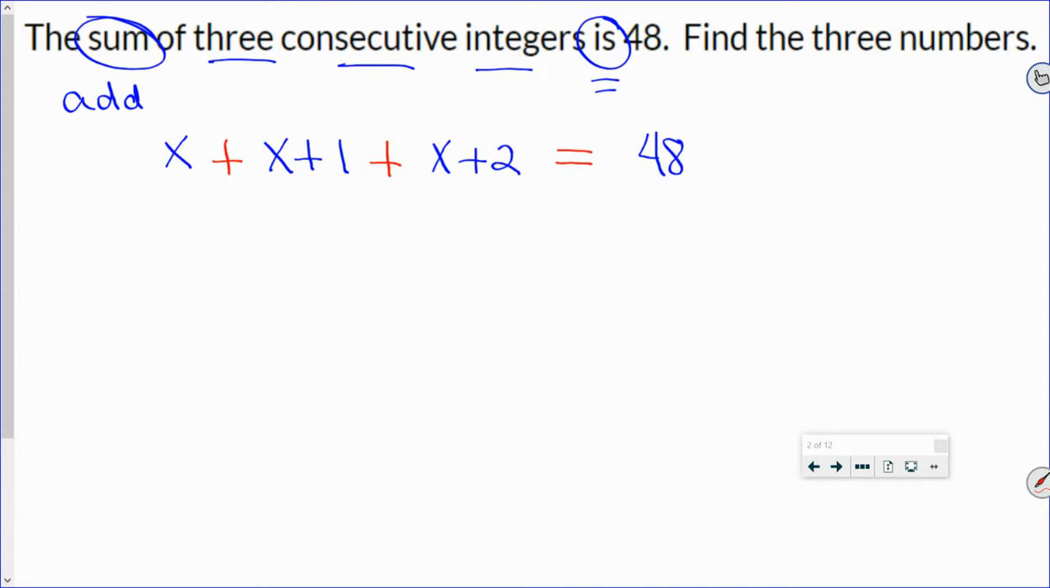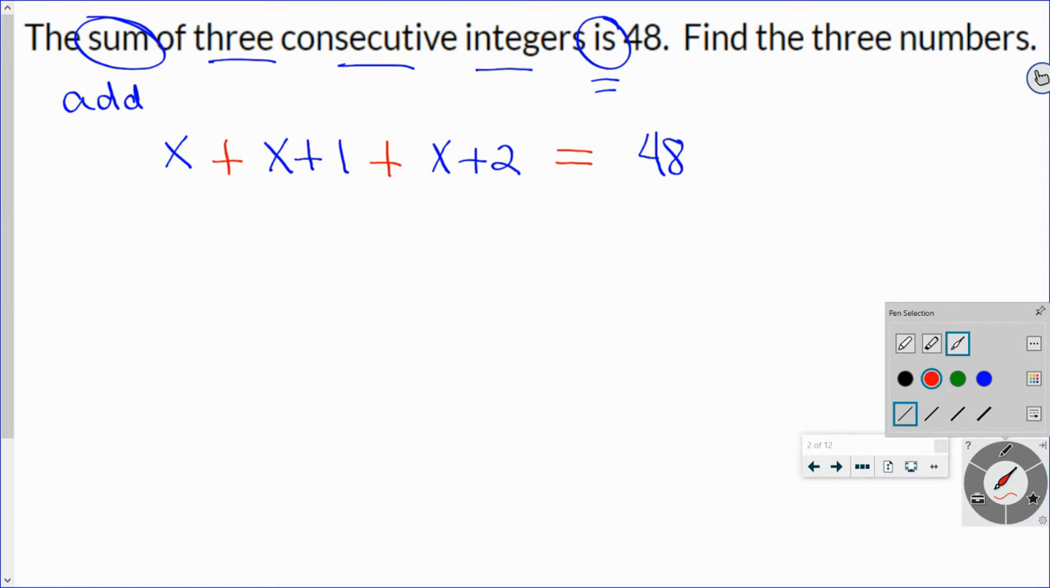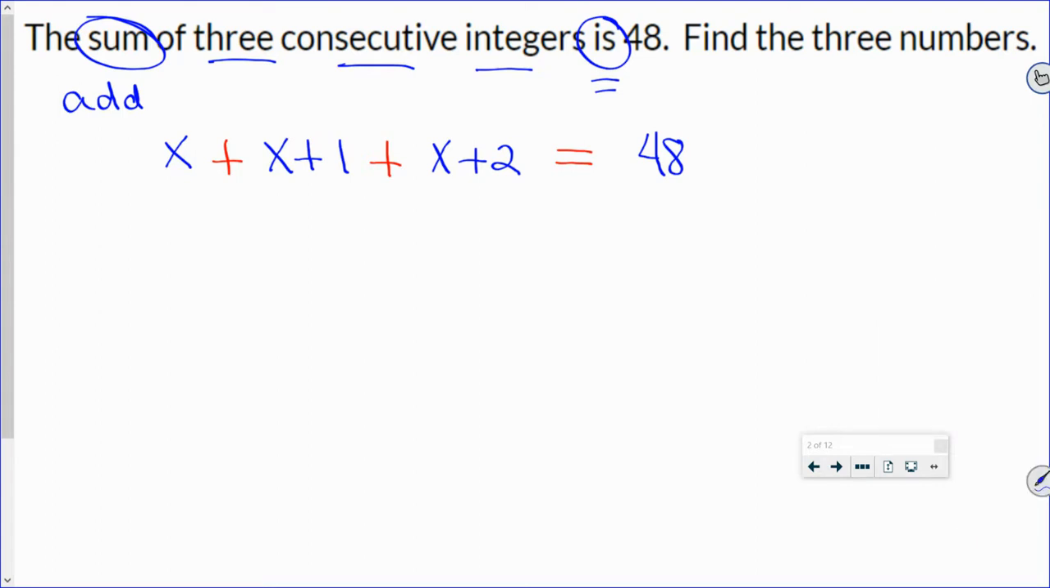Well, I know how to solve an equation because I've been working on that for several days now. And I'm going to combine like terms. Remember, this x really is 1x. And that is 1x. And so if I combine like terms, 1x plus 1x plus 1x is actually 3x. And 1 plus 2 is 3. And so I can really simplify that equation down to be 3x plus 3 equals 48. Write that down. Okay?